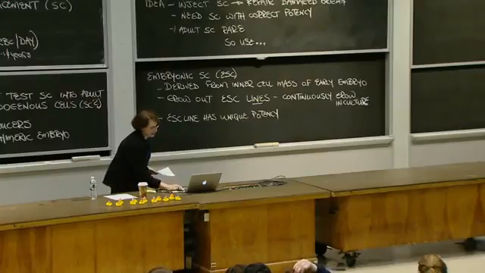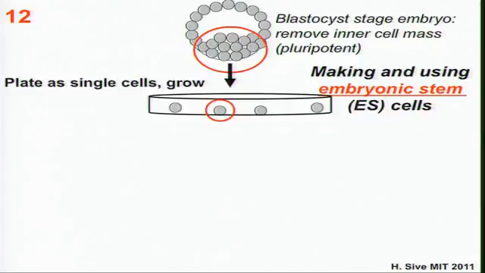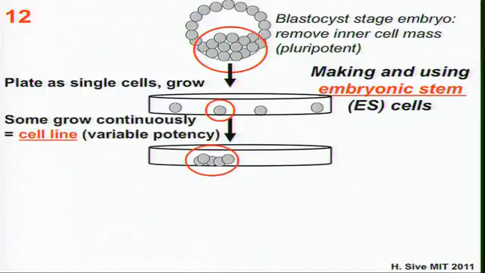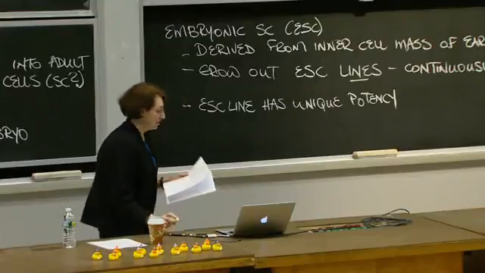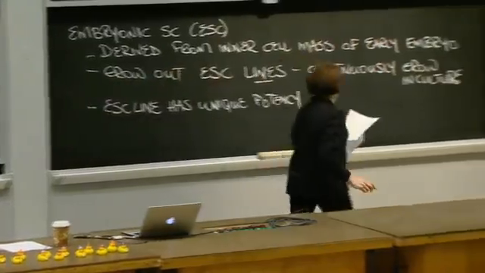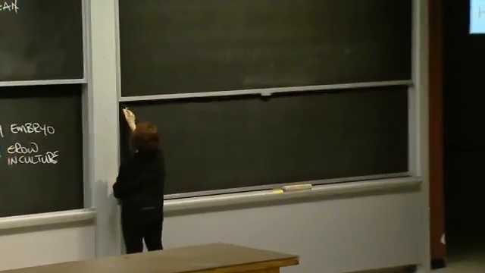If you look on your next handout, the idea is that you take this inner cell mass, you plate the cells as single cells, they grow and grow and grow, and if you treat them with various inducers, you can get them to become heart or neuron progenitors, inject those into animals, and make them better. There are some issues with embryonic stem cells, and the problems are twofold.